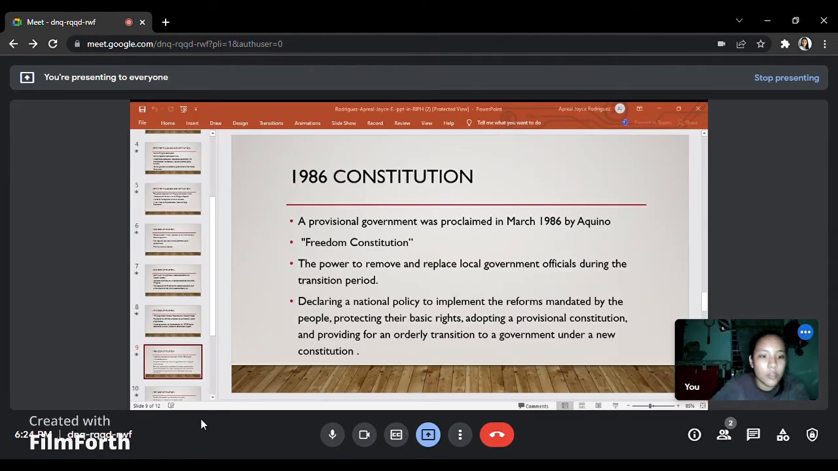1986 Constitution. A provisional government was proclaimed in March 1986 by Aquino with the adoption of an entire constitution informally called the Freedom Constitution by her administration. It includes the power to remove and replace local government officials during the transition period.